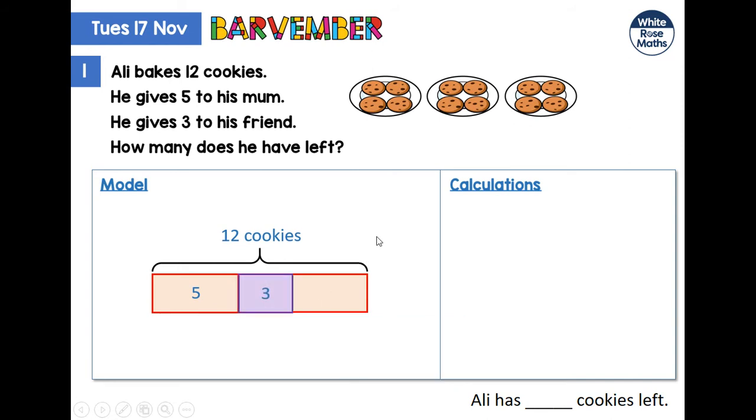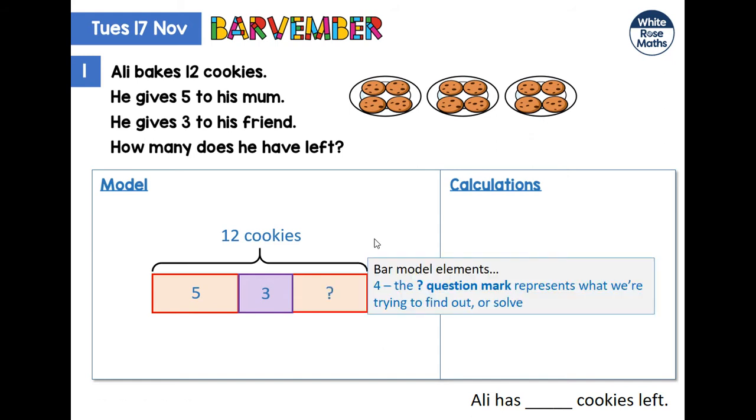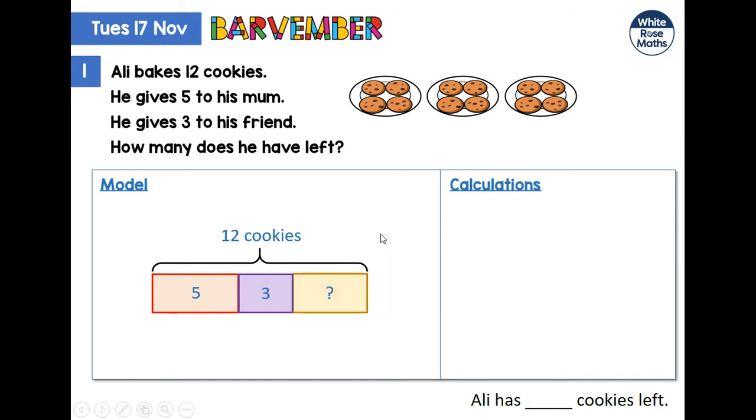He gives 3 to his friend. So we've got another part here and we can write the number in. And how many does he have left? So that's the remaining part. And we've put a question mark in there to indicate that's what we're trying to find out. So the whole of that worded question has now been moved into our model. And let's see how the maths goes there. And I'll let you follow that through. So there we have it.